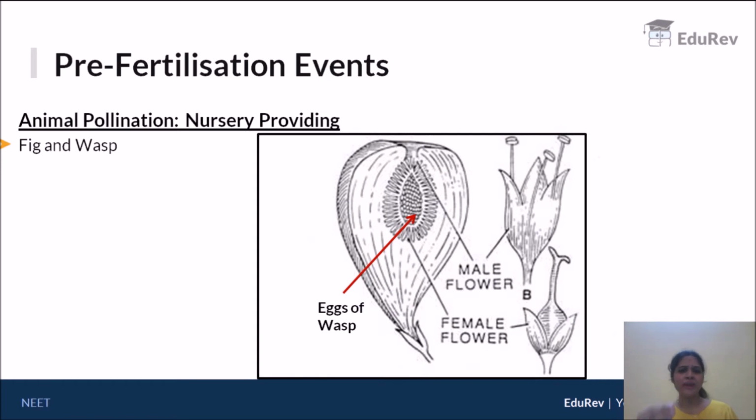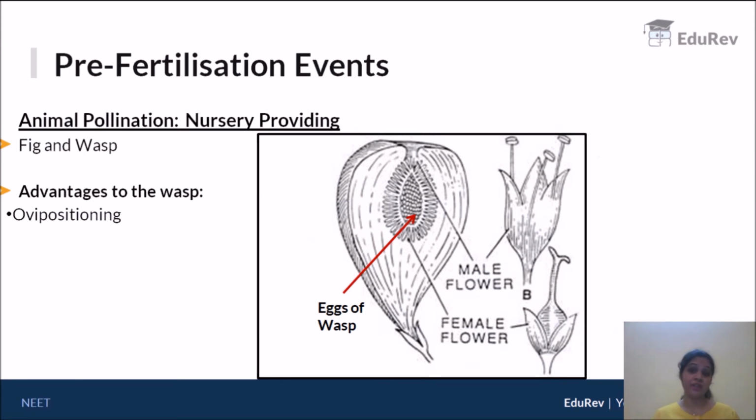Now, why does the wasp enter in the first place? What are the advantages to the wasp? The first is ovipositioning, which means the laying of eggs. But the second advantage is, remember, after the female flower gets fertilized, we will come to the method of fertilization, you're going to get quite a few seeds over there, if you've eaten fig. So you get a lot of seeds in the fruit. Now the larvae start consuming a few of those seeds as they start developing. When the eggs hatch and start developing, they consume a few of those seeds and start growing. So it provides nutrition for the larvae. These are the advantages to the wasp. Remember, symbiosis.